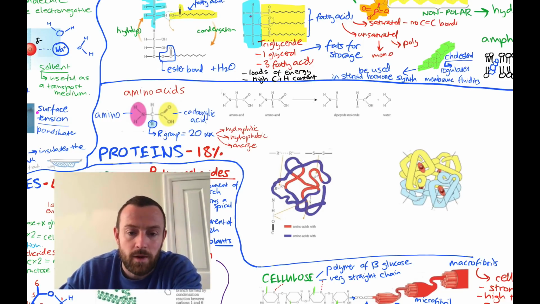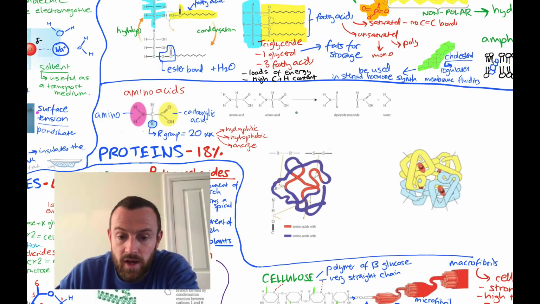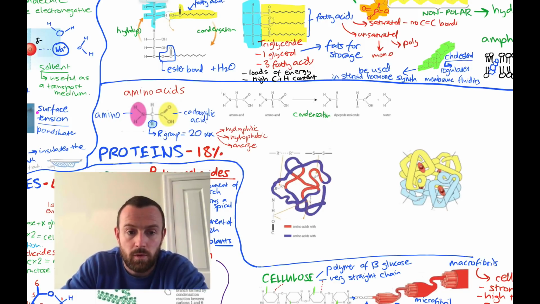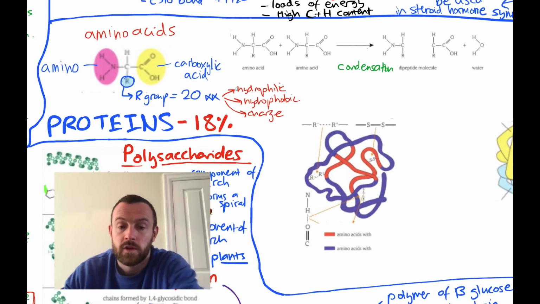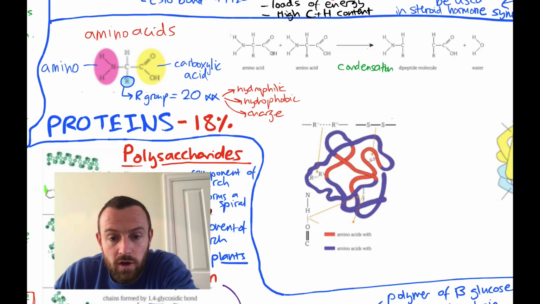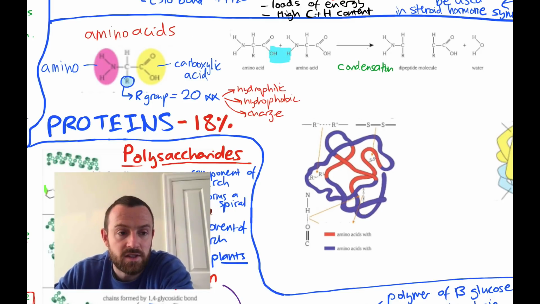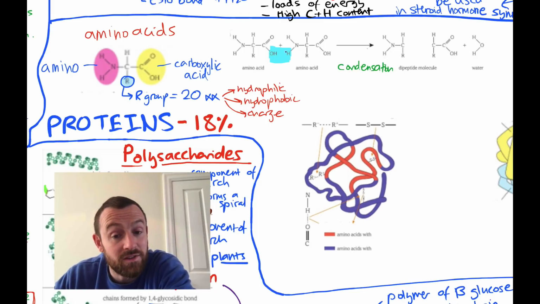So when we join amino acids together, we have a condensation reaction. We have amino acid here and amino acid here joining together. Now let's highlight the atoms that are involved in that condensation reaction. Let's zoom in a bit more. That's better. So the atoms that are involved in that reaction are really this hydrogen here and this OH here, and these atoms join together to form water, leaving us with a peptide bond.